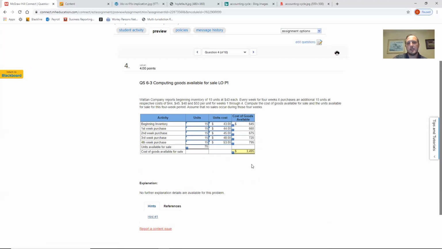Okay, so here we're just building up the units available for sale. That's the first half of the equation: beginning inventory plus your purchases equals your goods available for sale. They tell you that you started with 15 units at $43 each. Every single time you added 15 units each week, and the price kept going up to those prices. So for here, it's just straight multiplication: this many units at this cost per unit. There's your goods.